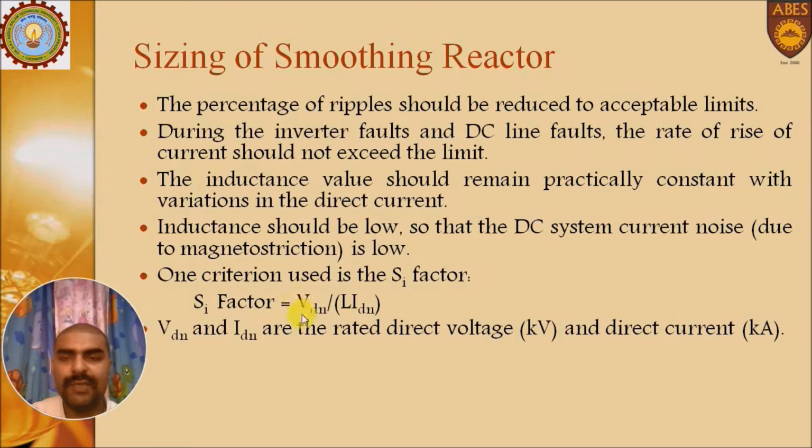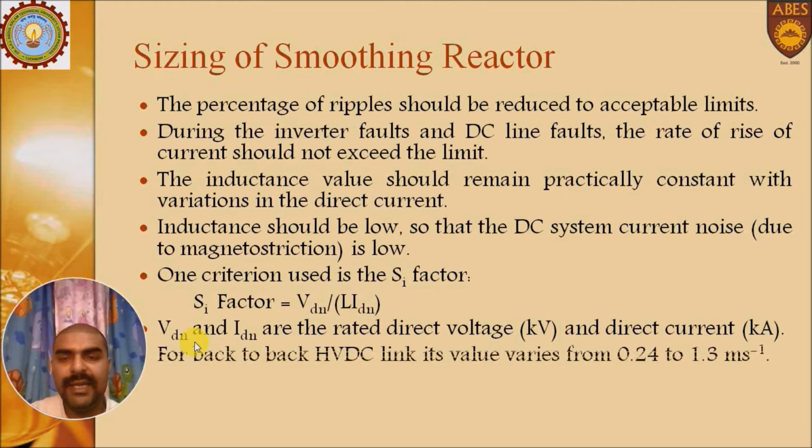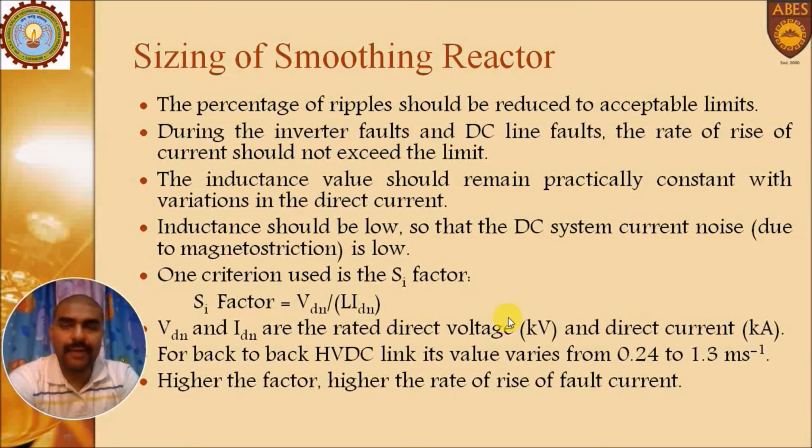This SI factor is equal to VDN upon L times IDN, where VDN and IDN are the rated direct voltage and direct current. The unit of direct voltage is kilovolt and direct current is kiloampere. For a back-to-back HVDC link, the value of this SI factor is around 0.24 to 1.3. If the value of the SI factor is high, it means the rate of rise of fault current will be high.